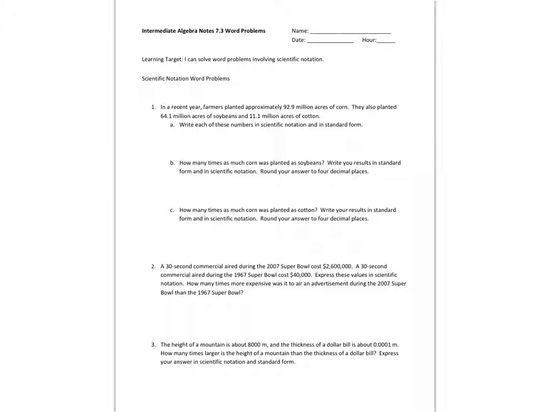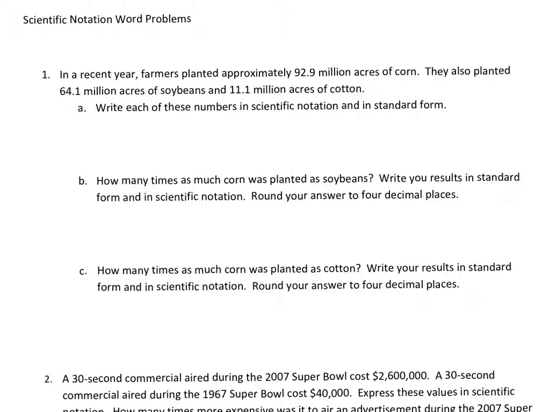Hello, and today's learning target is I can solve word problems involving scientific notation. Let's take a look at a few word problems. In a recent year, farmers planted approximately 92.9 million acres of corn. They also planted 64.1 million acres of soybeans and 11.1 million acres of cotton. Part A, write each of these numbers in scientific notation and in standard form.